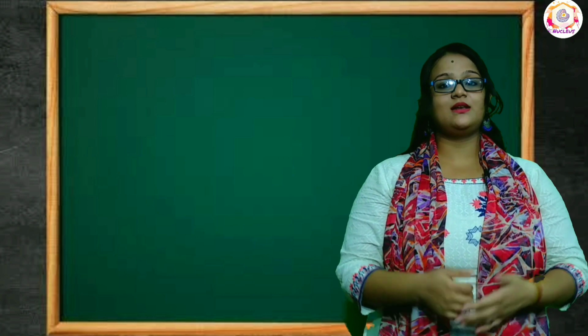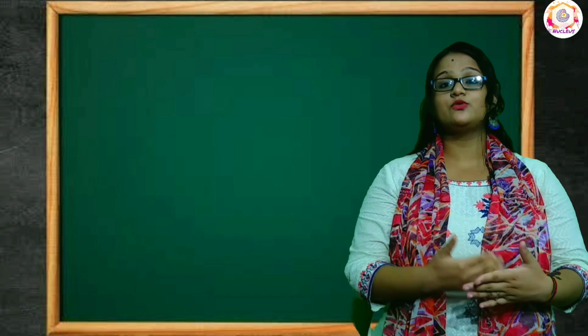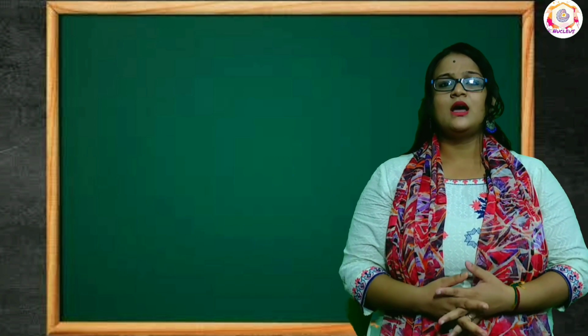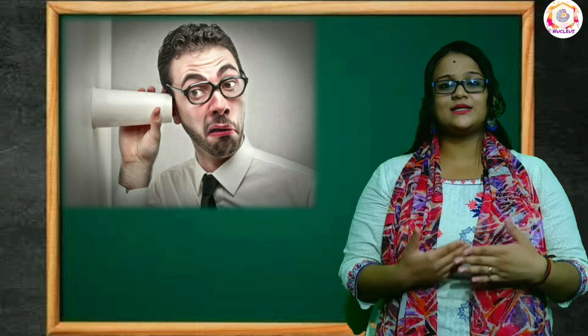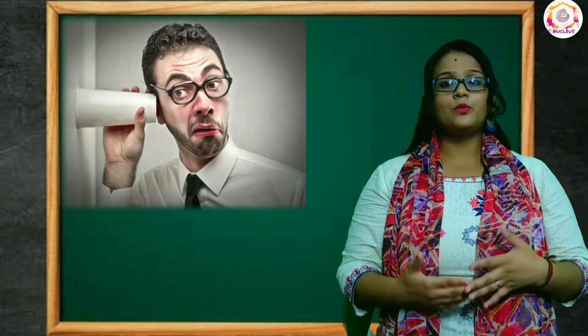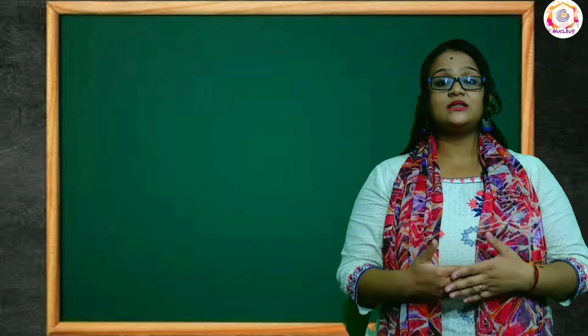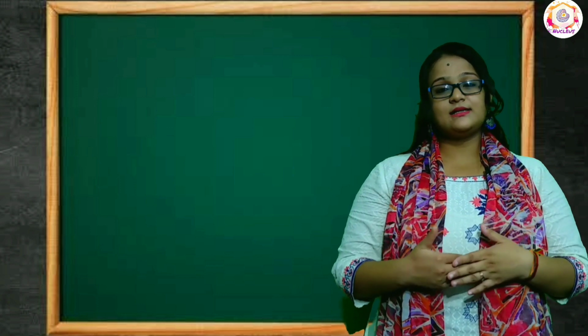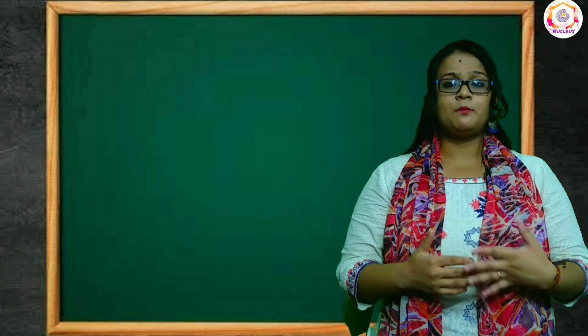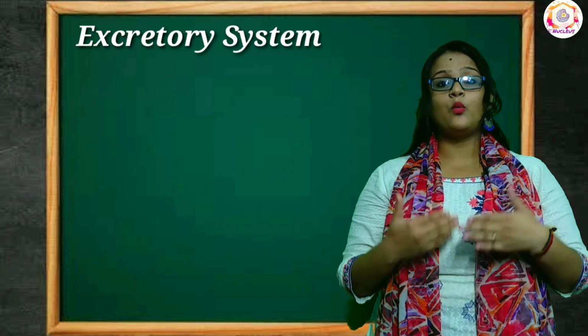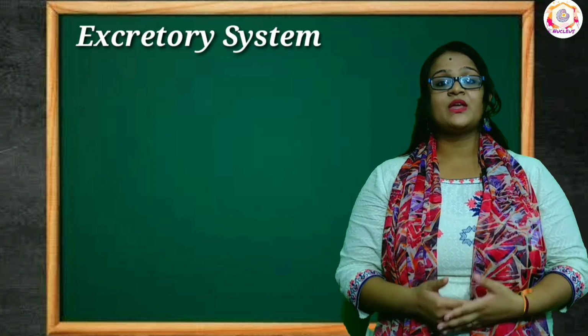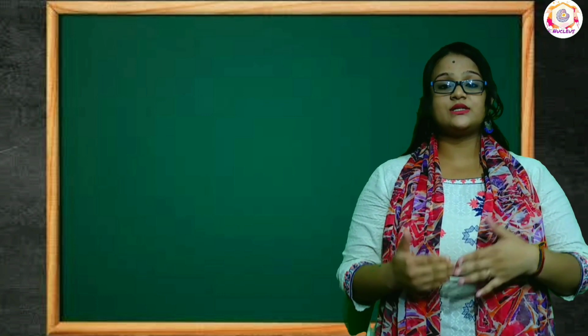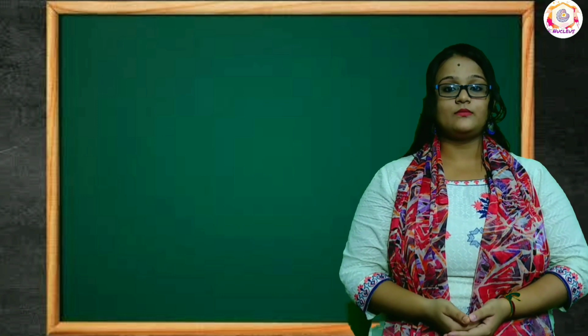Now, let's get started. In our last video, we have seen how blood helps us in transporting useful materials throughout the body. But have you ever wondered what happens to the waste product? Most importantly, what are the waste products? Like us animals, plants do excrete, but how and what are their excretory products? In today's video, we are going to discuss all about them.